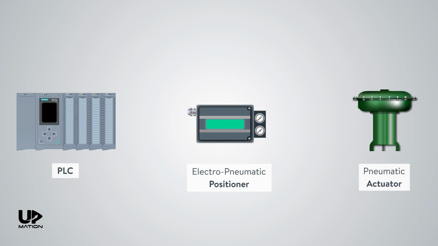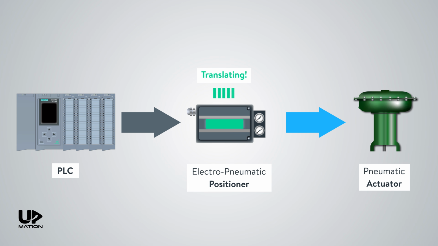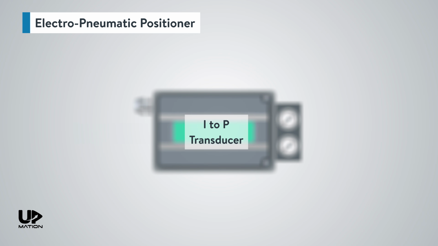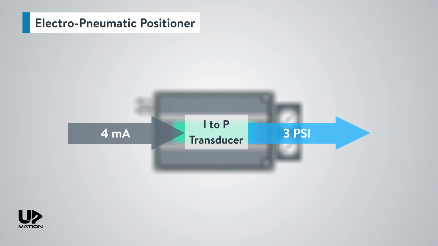In this case, the positioner plays the role of a translator and converts the PLC language to the actuator language. It means that the positioner will convert the 4 to 20 mA signal to an air pressure signal. But how does it happen? Well, inside of this positioner, we have a converter unit which is called an I2P transducer. In fact, this transducer converts the 4 mA DC current to a 3 psi air pressure and the 20 mA DC current to a 15 psi air pressure. And of course, they are proportional in the middle range. We call 3 to 15 psi air pressure the pneumatic signal.